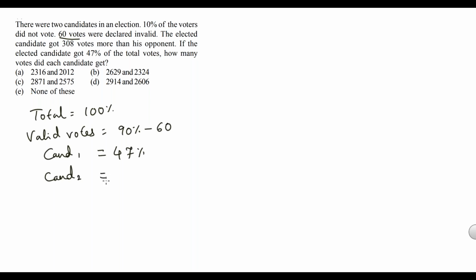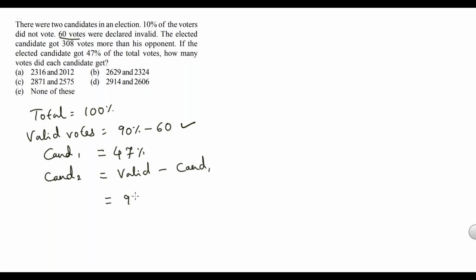Now, candidate 2 has got how many votes? If candidate 1 has got 47% of the total votes, so 47% of the 100, that is 47. But valid votes are only 90% minus 60. Either way, 47% votes one candidate is going to get. Now the remaining candidate has got total valid votes minus candidate 1 votes. Right?